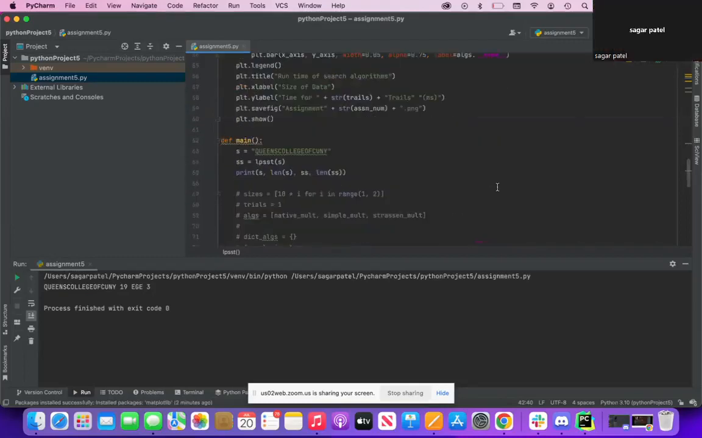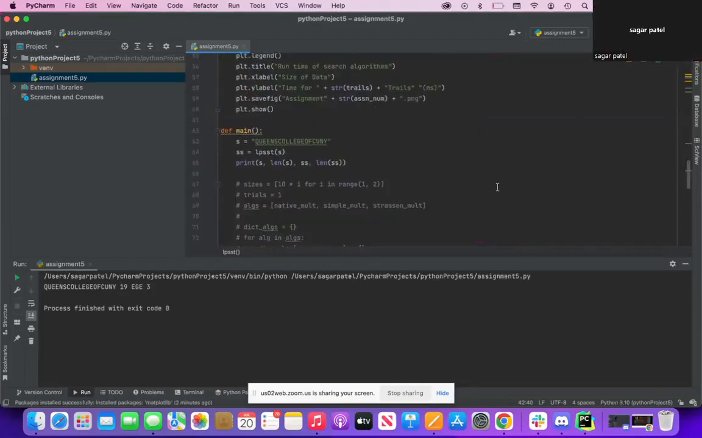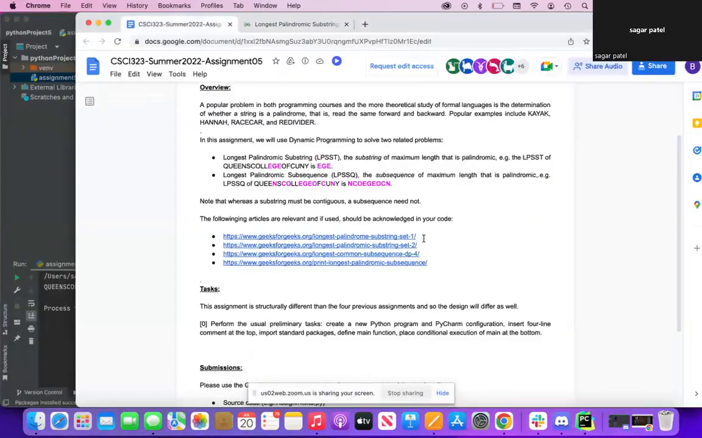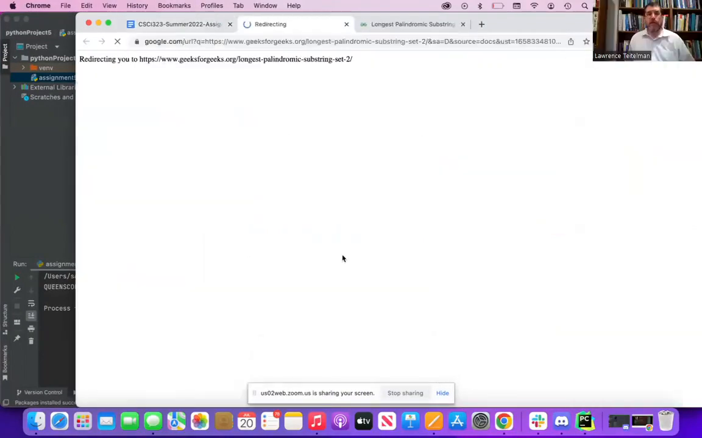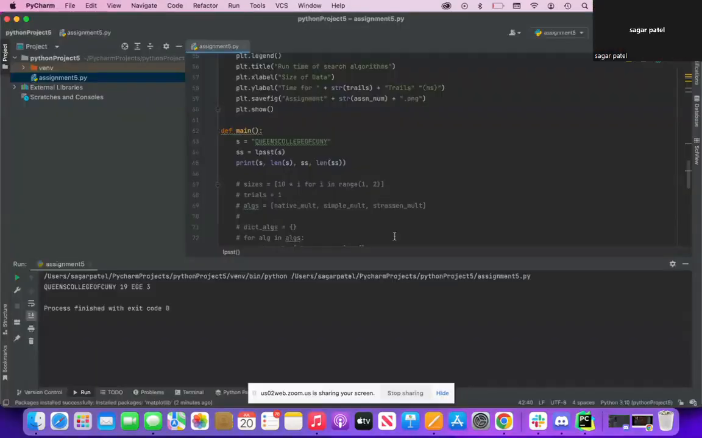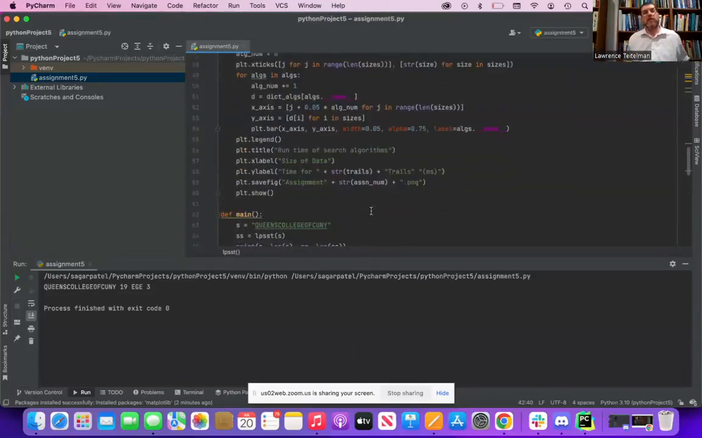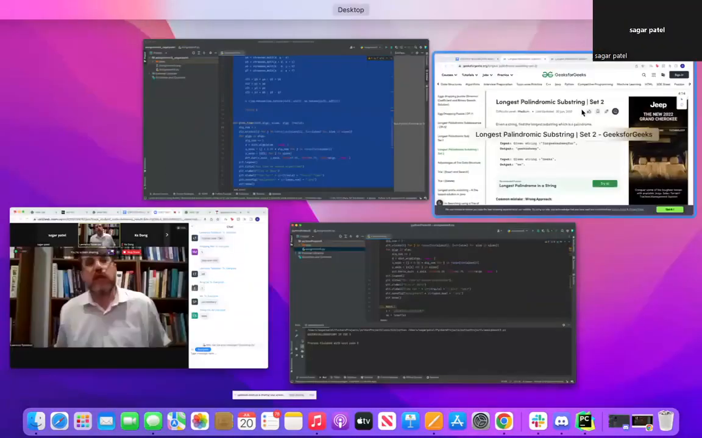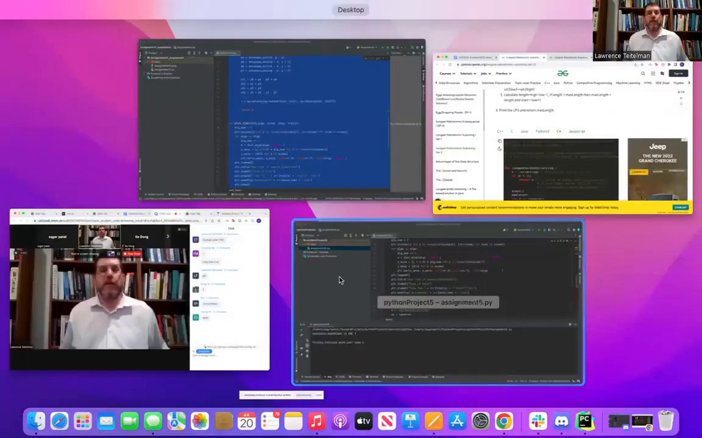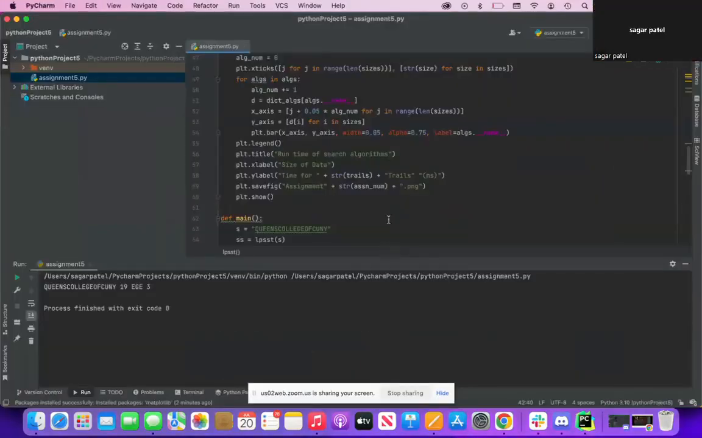Okay, and then go to the bottom. You need to print the, no, it's not the substring, it's the subsequence. So should I go here? No, go back to the assignment. We already did this one. Go back to the assignment, go back to the description.